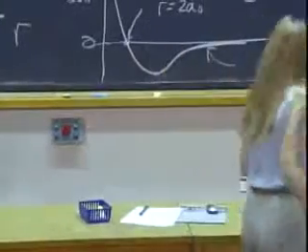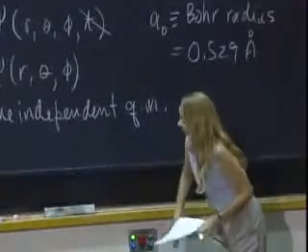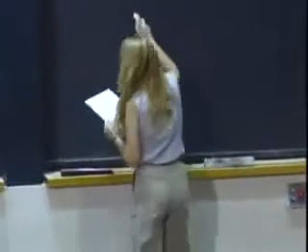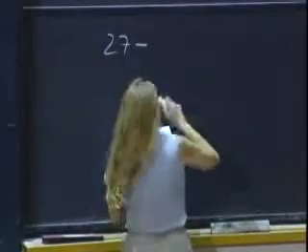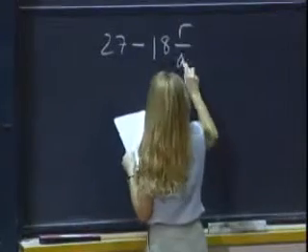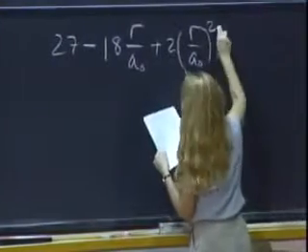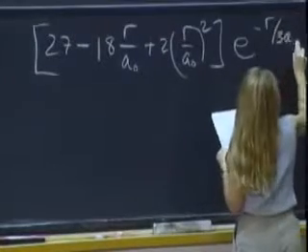So that's psi 200. What about psi 300? Well, that's the last function here on the board, or on the side walls. And let me just write down the radial part. 27 minus 18r over a naught plus 2 times r over a naught quantity squared, right, times e to the minus r over 3a naught.